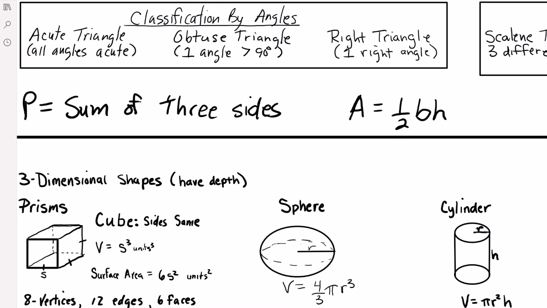Okay, we can also classify triangles by angles. There's the acute triangle where all angles are less than 90 degrees. That looks kind of weird, but I'll call them X. All angles are less than 90 degrees. Then there's the obtuse, where one of the angles is greater than 90, and then one right angle, which is exactly equal to 90 degrees.